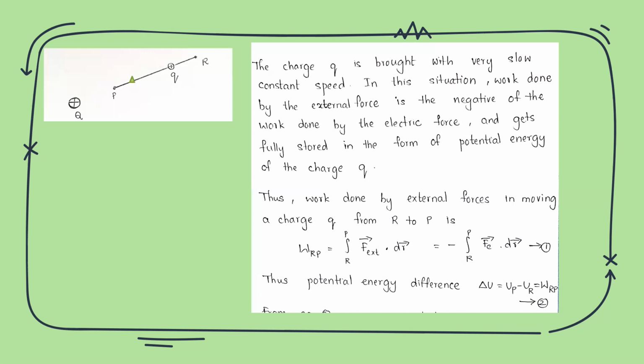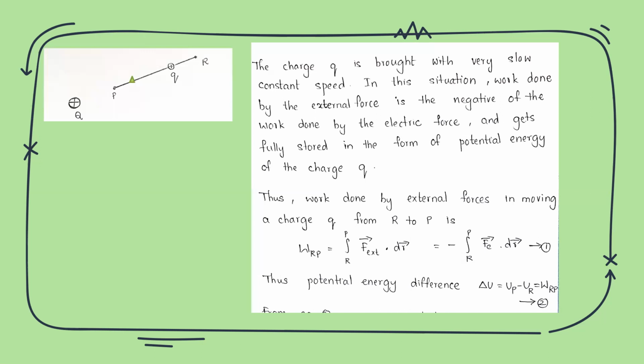But earlier we have seen F external is equal to minus Fe bar, that is the negative of the electrostatic force, that is opposite of the repulsive force. Therefore, that is equal to minus the integral from R to P of Fe bar dot dr bar. Let it be equation number 1.